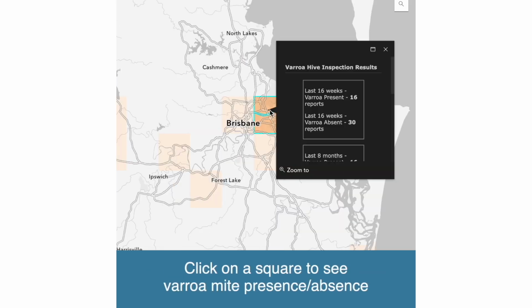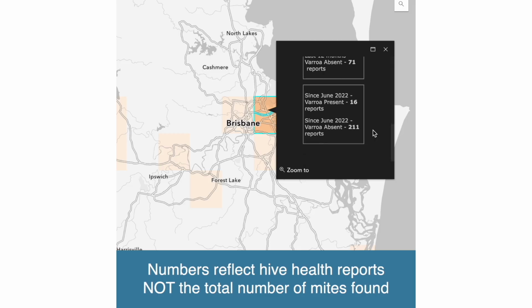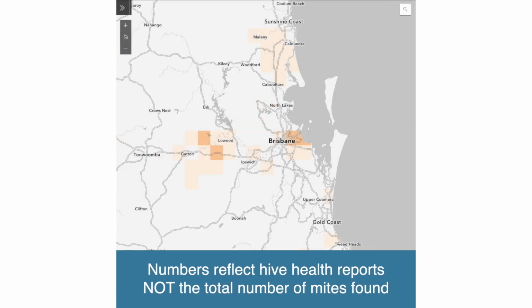Clicking on a square will show how many reports of presence and absence have been submitted in that area. These numbers reflect reports submitted through B123 and Biosecurity Queensland surveillance activities. It does not refer to the number of mites found at a particular location.